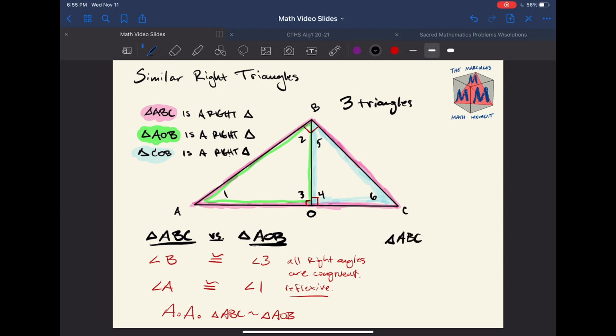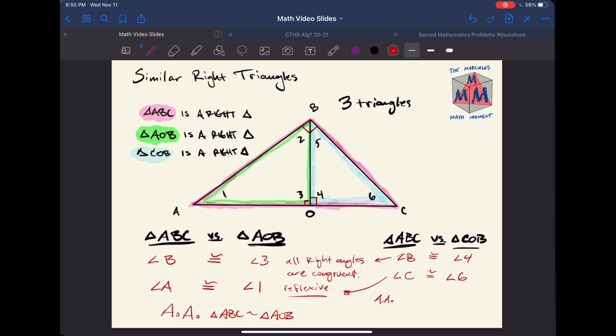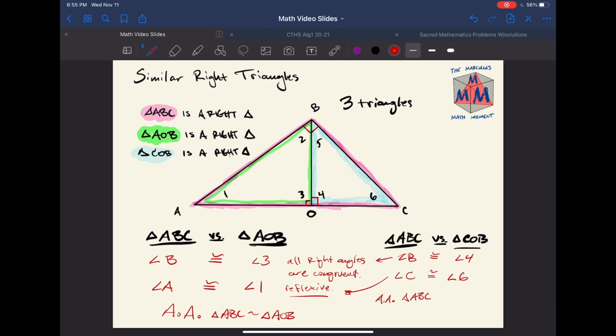So now let's look at our big pink triangle and compare it to our small blue triangle, COB. Well, let's write the triangle symbol there. So again, we'll start with our right angle. That's angle B, if we remember, for the big pink triangle. And the right angle for the little blue triangle is angle 4. Those two are congruent because they're both right angles. All right angles are congruent. So now we need to find an acute angle that corresponds in both triangles. So that's going to be angle C and angle 6. They're in the same position for both triangles. They're congruent because it's reflexive. It's the same angle. We just showed that these two triangles are similar.